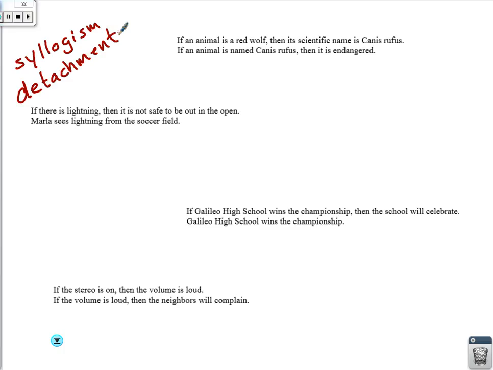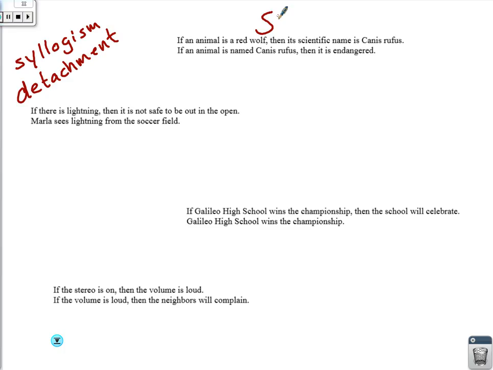The first one says if an animal is a red wolf, then its scientific name is Canis rufus. If an animal is named Canis rufus, then it is endangered. What can we gather from that? If an animal is a red wolf, then it's endangered. What law is that? Syllogism.